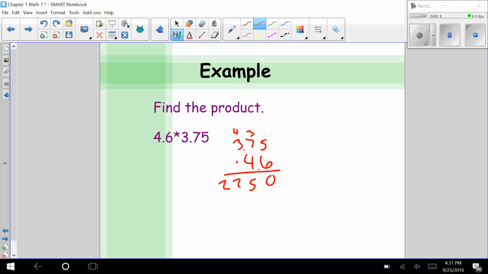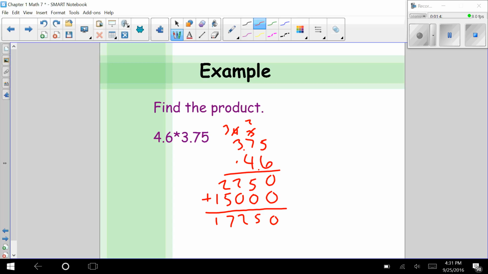All right, now we multiply by the 4. So I insert a 0, and then I start. 5 times 4 is 20, carry the 2. 7 times 4 is 28, plus 2 makes 30, carry the 3. 3 times 4 is 12, plus 3 is 15. And then I'm going to add these two numbers together. 0, 5, 2, 7, 1.